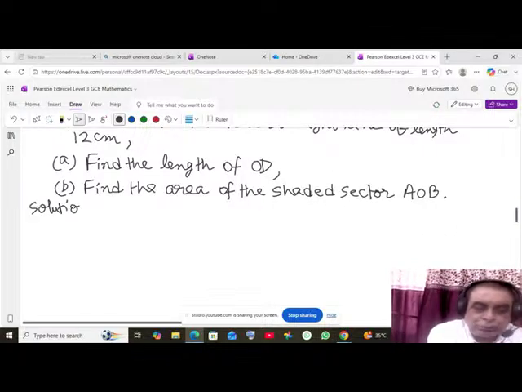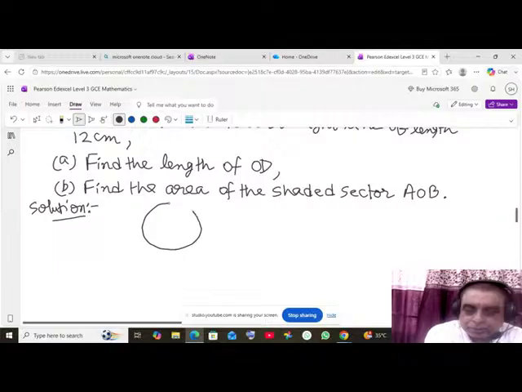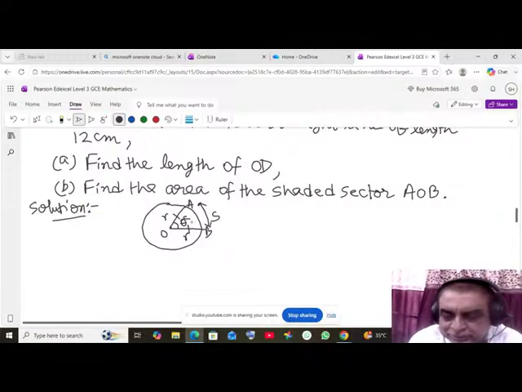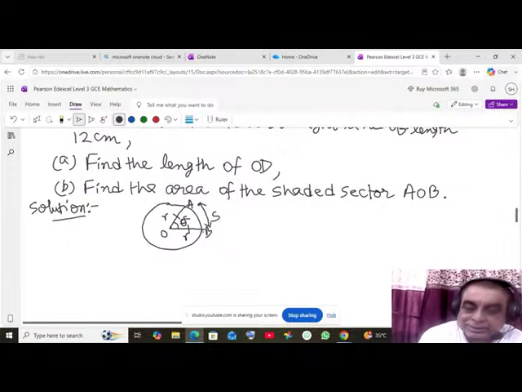You should know this relation. If there is a circle with center O, and these are the two radii, and this arc is AB, and the AB arc length is S, and the radius is R, and the central angle AOB is theta radian, then there is a relation between the central angle, the radius of the circle, and the length of the arc.